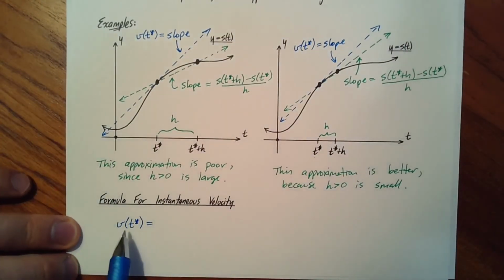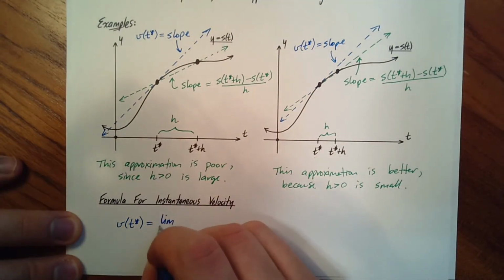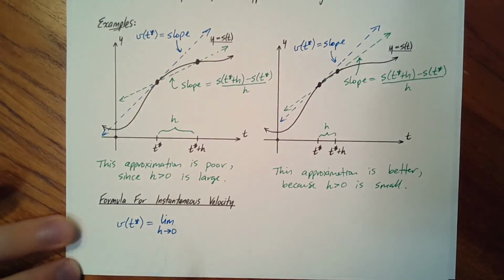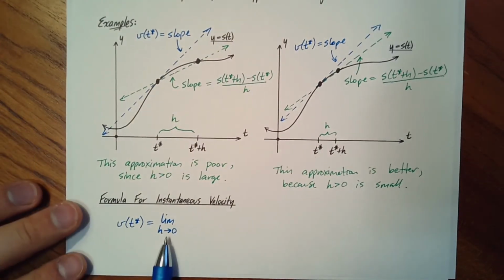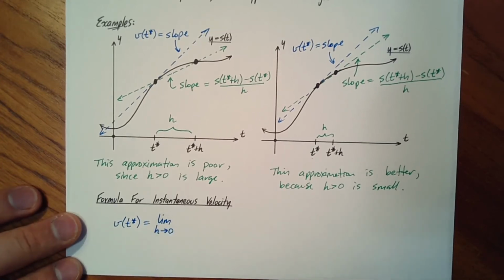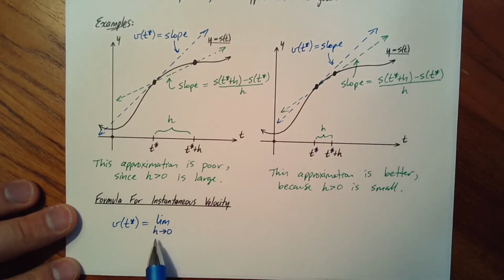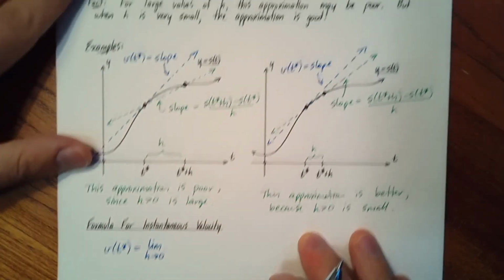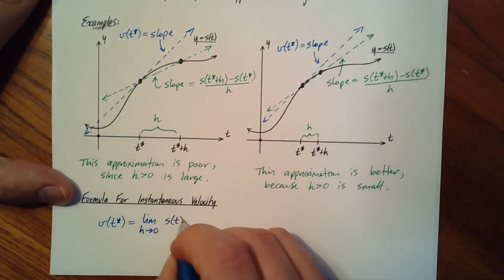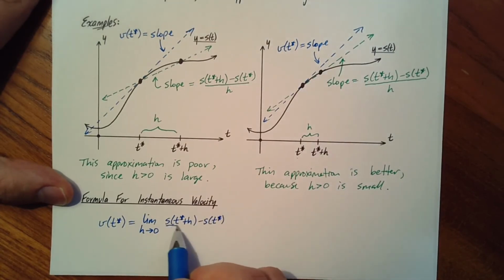So here's how you can calculate the instantaneous velocity. You take the limit as h goes to 0. Now this notation is the first time I've introduced this, but this is really what we're going to spend all of chapter 2 dealing with, coming up with a good understanding of what this notation means. So it's okay if this doesn't make perfect sense right now. I haven't told you everything. But the instantaneous velocity v of t star is going to be the limit as h goes to 0 of exactly this approximation formula. So we're going to write s of t star plus h minus s of t star all divided by h.